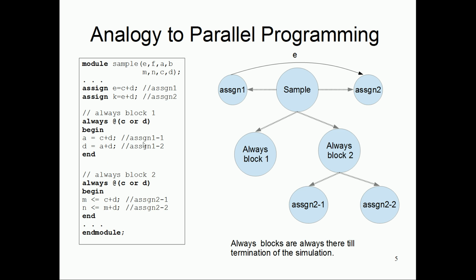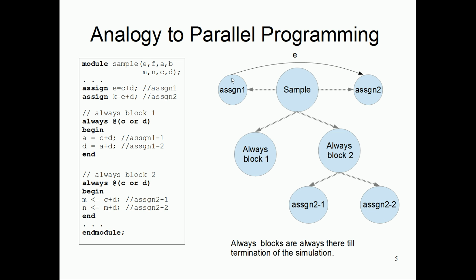Let's say we have a module called sample, with C and D as inputs, and E, F, A, B, M, N as outputs. Now if we do an assignment, E equals C plus D and K equals C plus D, it will spawn threads. It spawns threads, but there is also a dependency: K is depending on E.